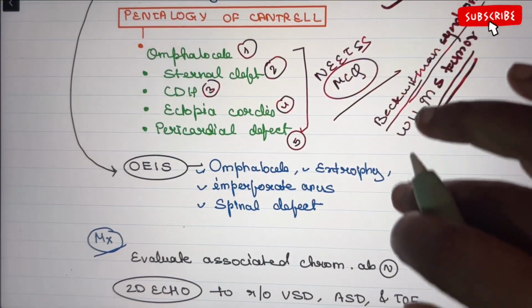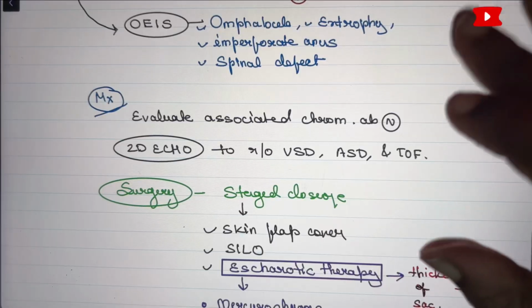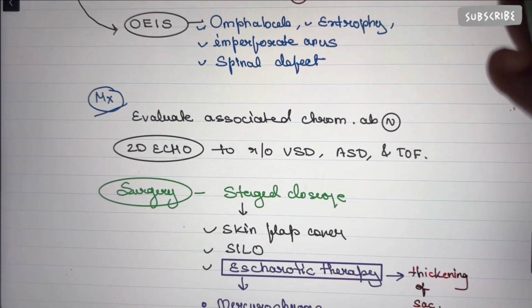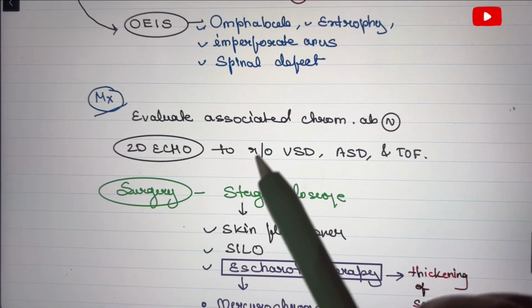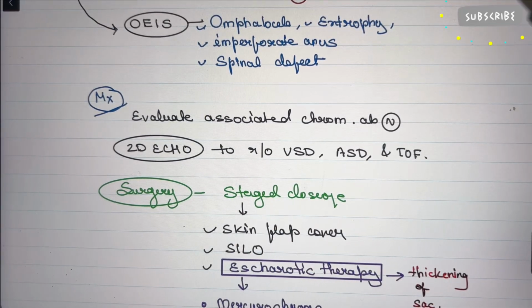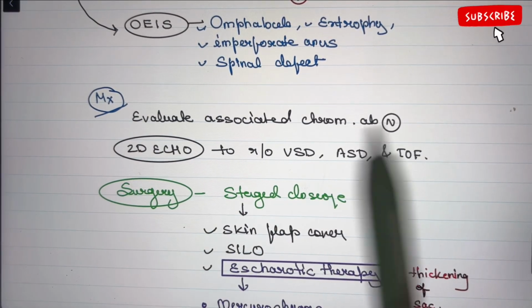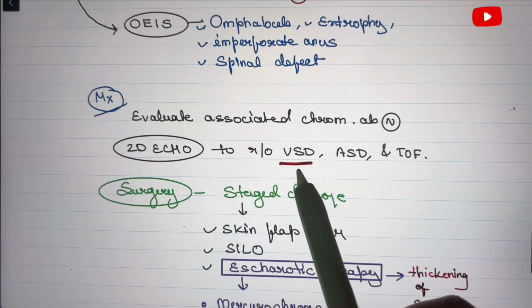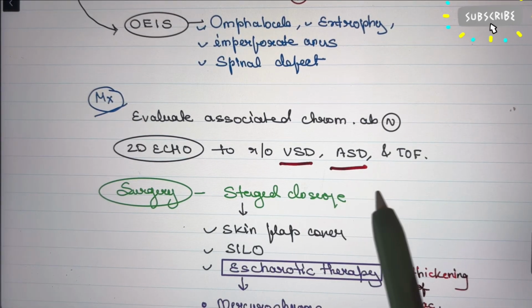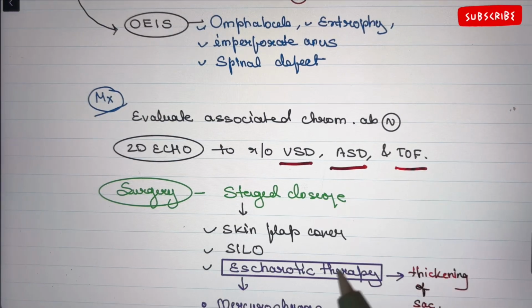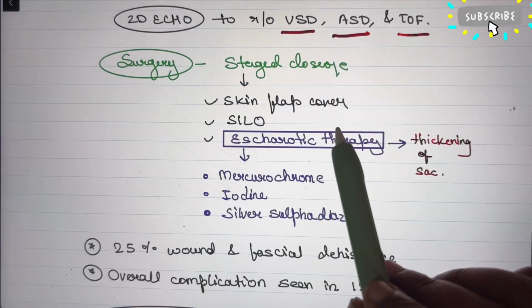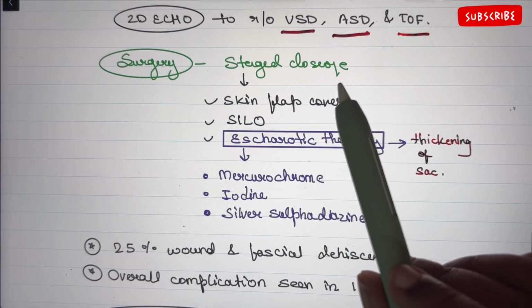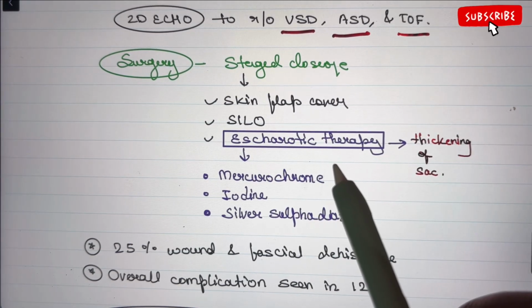Now, management of omphalocele. First you have to evaluate whether any other chromosomal abnormality or congenital abnormality is present or not. As you know, cardiac anomaly is associated in 45% of cases. So 2D echo should be done to rule out VSD, that is ventricular septal defect, or ASD, that is atrial septal defect, or TOF, that is tetralogy of Fallot. Surgery should be staged closure. Skin flap cover can be done. Silo plastic can also be used, which I have already told previously.